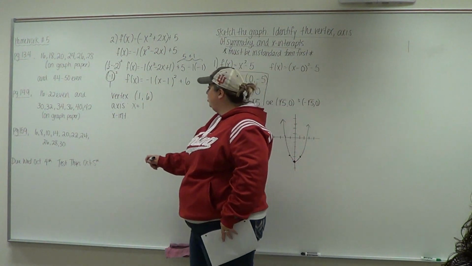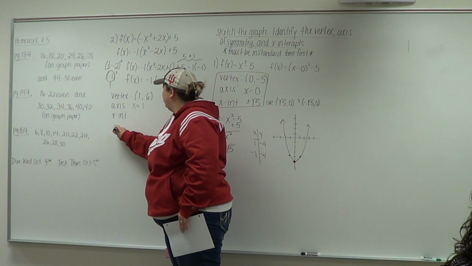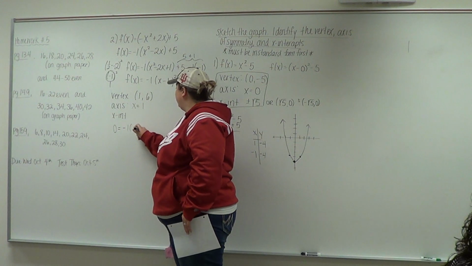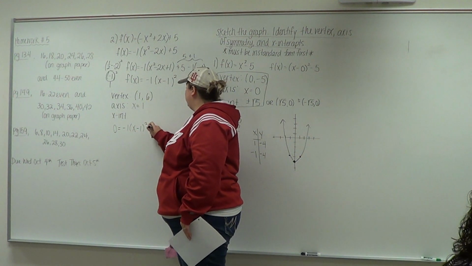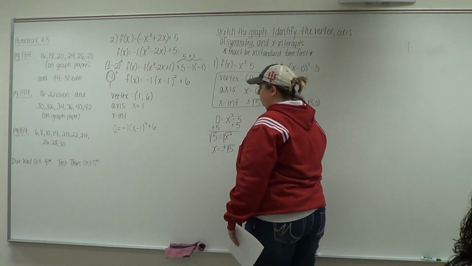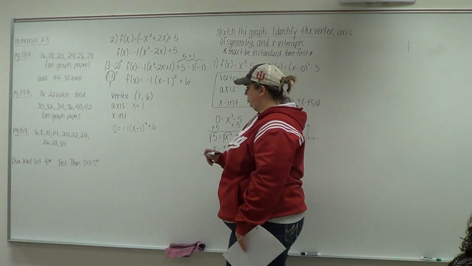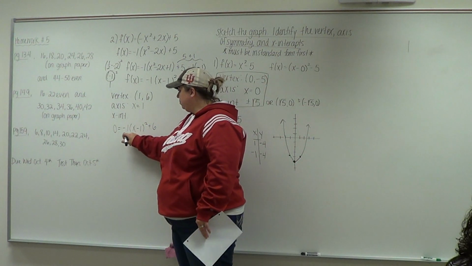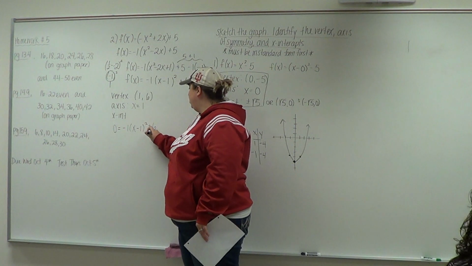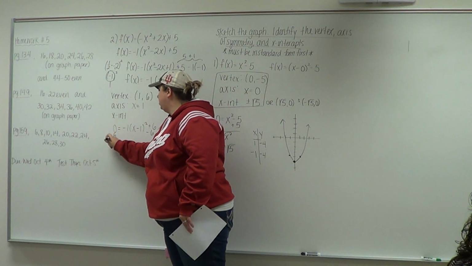Okay, then to find your x-intercepts, we're going to put 0 in for y, and we're going to solve this. Okay, so to solve it, I would need to get the square by itself. So I would subtract 6.